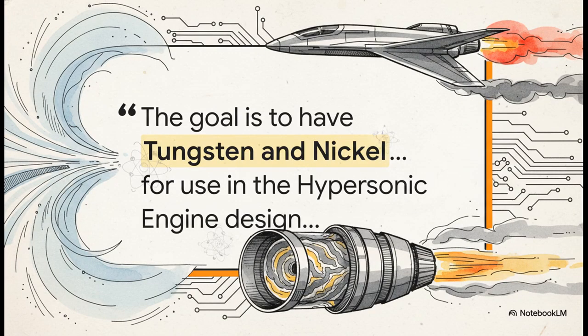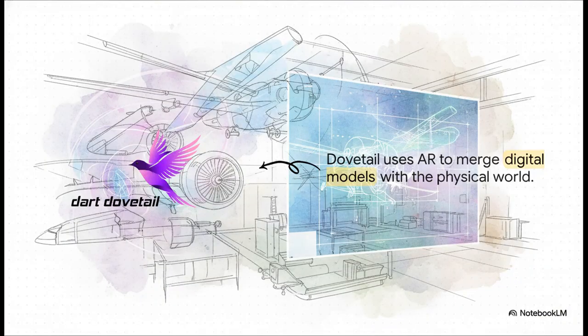In another document for a different alloy, we get this direct quote. The goal is to have tungsten and nickel as the abundant result material for use in the hypersonic engine design. Yep, all this incredibly complex simulation has a crystal clear and, frankly, unbelievably ambitious goal: building parts for hypersonic engines. But hold on, because it gets even deeper.